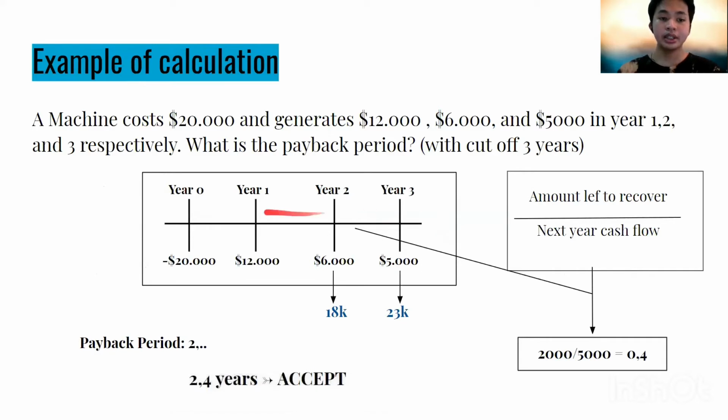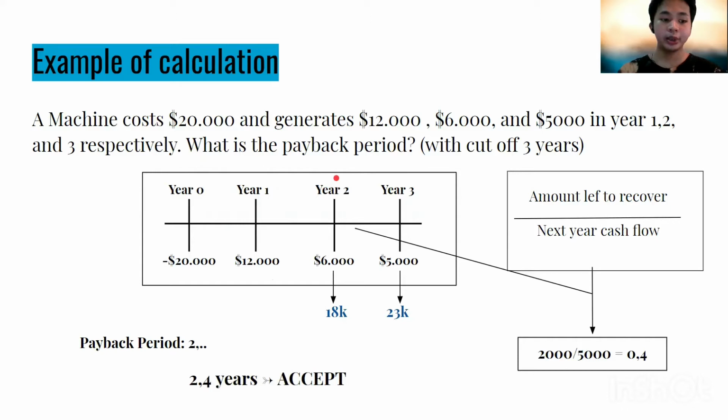So it says that the company spent $20,000 on a machine. So it will be a negative cash flow in the year zero like this. And in year one, we're going to make $12,000. In year two, we're going to make $6,000. And in year three, we're going to make $5,000. So how long is it going to take to recover the initial investment? That's what we're looking for. We're looking for the payback period.